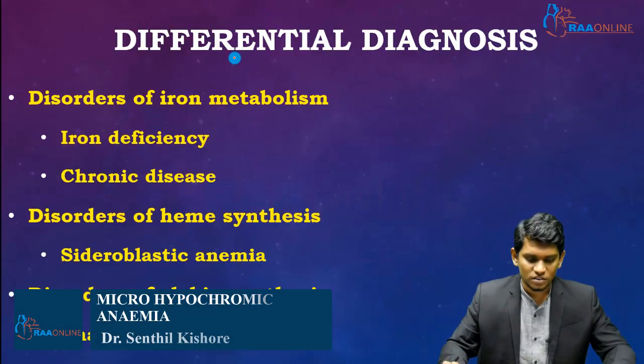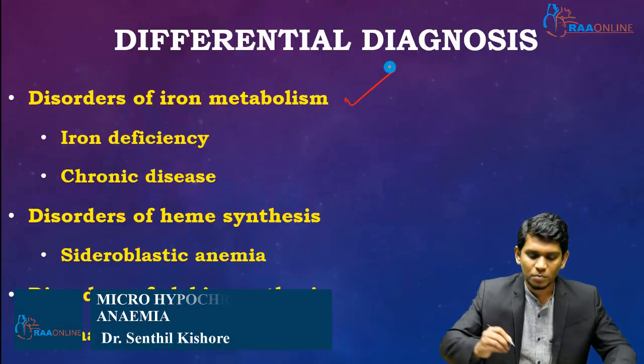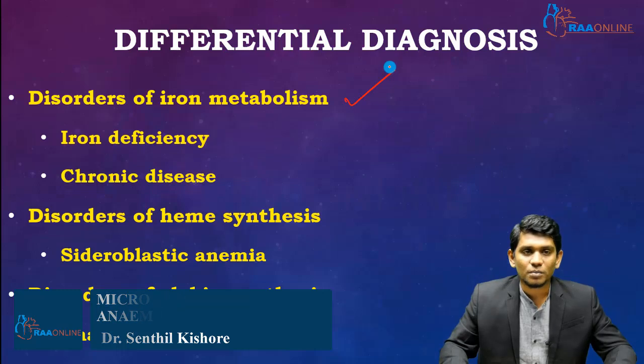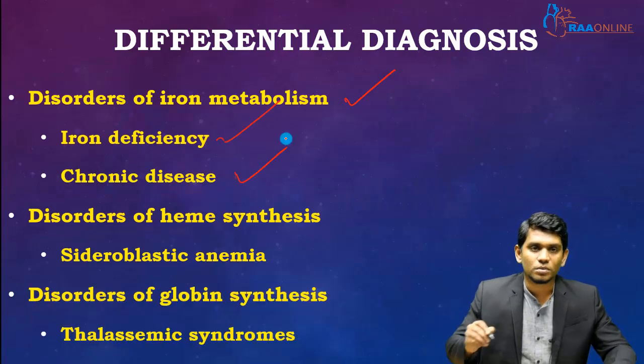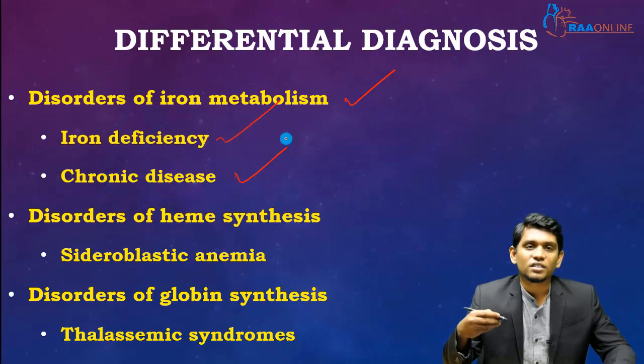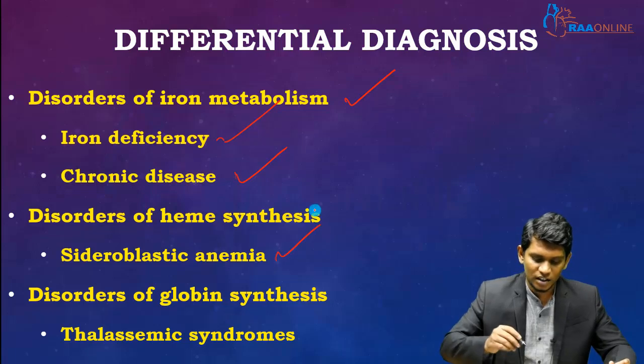So the differential diagnosis, that is disorders of iron metabolism: either iron is not properly metabolized in the body, whether it is consumed less or not being absorbed, or due to other factors present in iron metabolism. Coming to disorders of heme synthesis, iron is subsequently taken, but heme is not getting processed. Hemoglobin is a protein composed of iron as well as globin chain. So if heme synthesis is affected, it will lead to sideroblastic anemia.